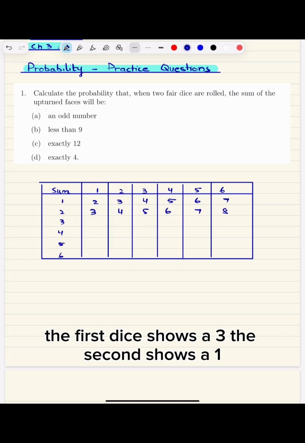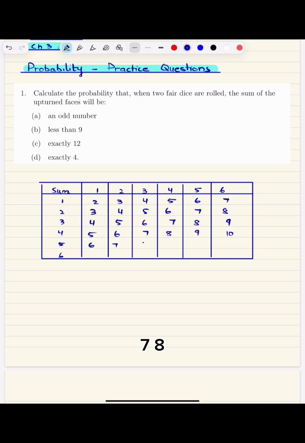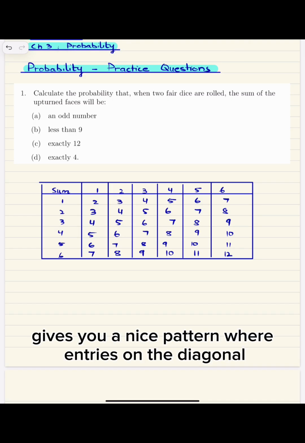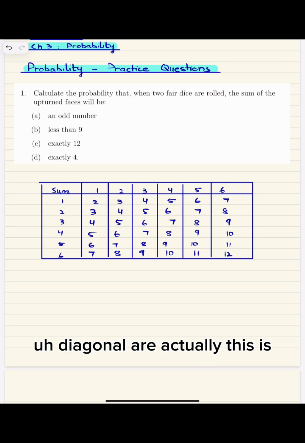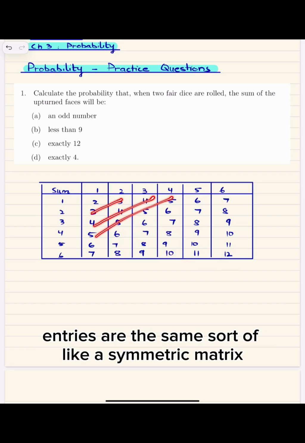The first die shows a 3, the second shows a 1. We add them, get a 4, 5, 6, 7, 8, 9. Then 5, 6, 7, 8, 9, 10, then 6, 7, 8, 9, 10, 11, then 7, 8, 9, 10, 11, 12. It gives you a nice pattern where entries on the diagonal of a matrix are the same, sort of like a symmetric matrix.